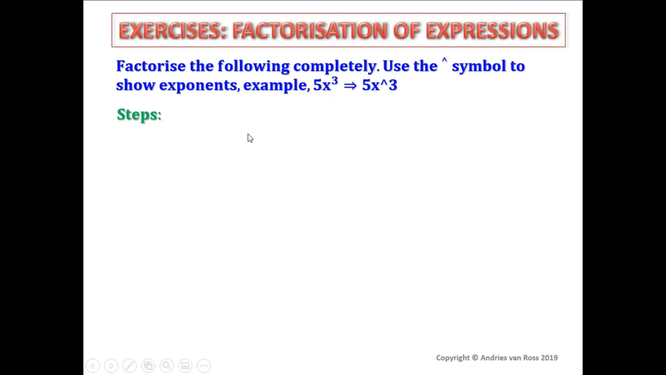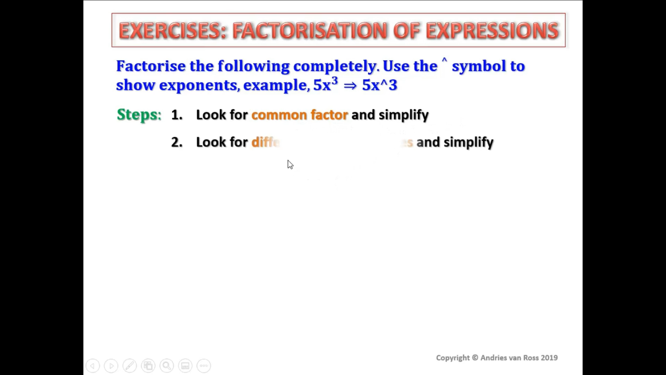Now, first of all, let's think of the steps again. We started off by saying, our first step in factorizing expressions is to first look for common factors and then simplify. And then secondly, what we've seen now, we look for a difference of two squares, because we can factorize that in a very simplified way. So these are the two steps up until now. First step, look for a common factor. Second step, look for a difference of two squares, and then we simplify.